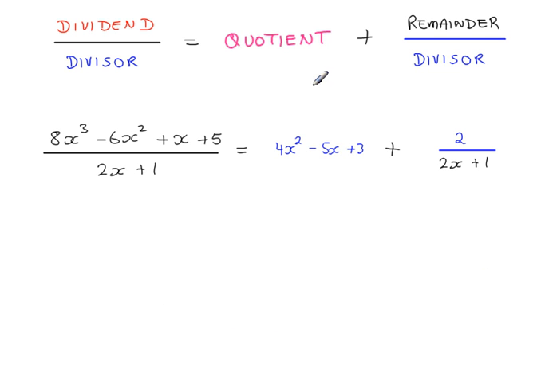A quick application for something like this could be, let's say if we're trying to integrate this function here, instead of integrating this, we've simplified it to these terms here, so we integrate these terms instead of integrating this.